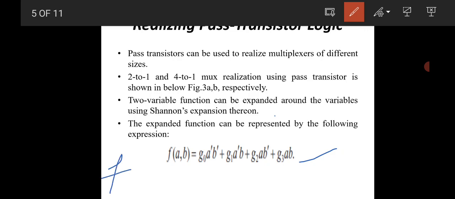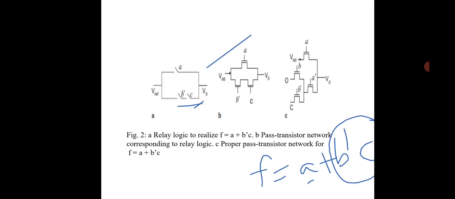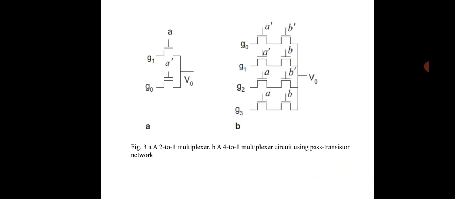This Shannon theorem states that if f of x is a function of independent variables, at that time it can be represented as x into f of xi plus x bar into f of xi complemented. It can be represented like this, right? So this is a two variable function actually. So this is a multiplexer circuit for 2x1. The first one is nothing but a 2x1 multiplexer.